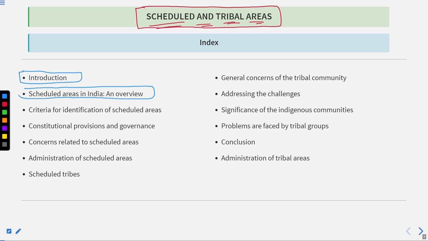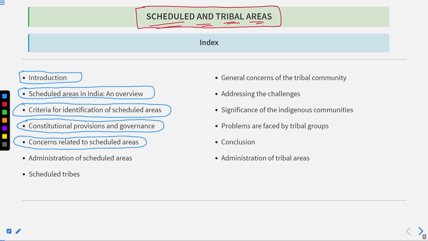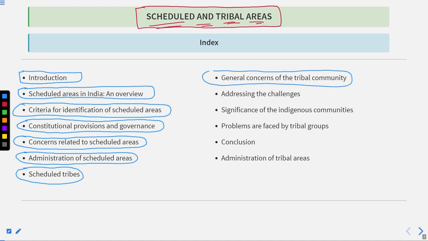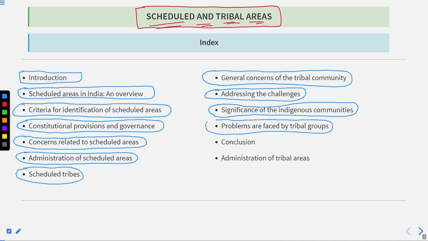scheduled areas in India and an overview of it, the criteria for the identification of the scheduled areas, then the constitutional provisions and the governance, then the concerns related to the scheduled areas, then administration of the scheduled areas, then the scheduled tribes, then general concerns of the tribal community, then addressing the challenges, then the significance of the indigenous communities, then the problems that are being faced by the tribal groups, then conclusion, and last is the administration of the tribal areas. So these are the topics that we have scheduled for the discussion.